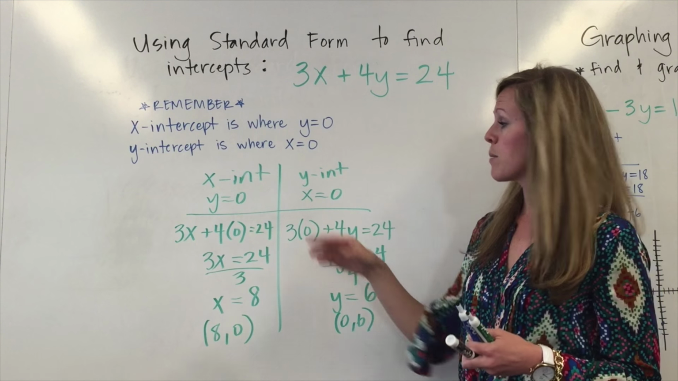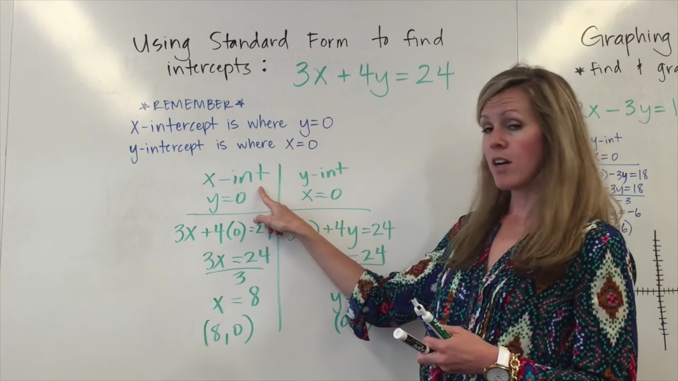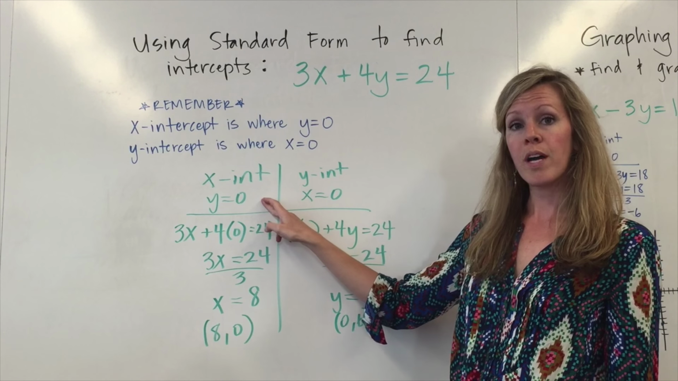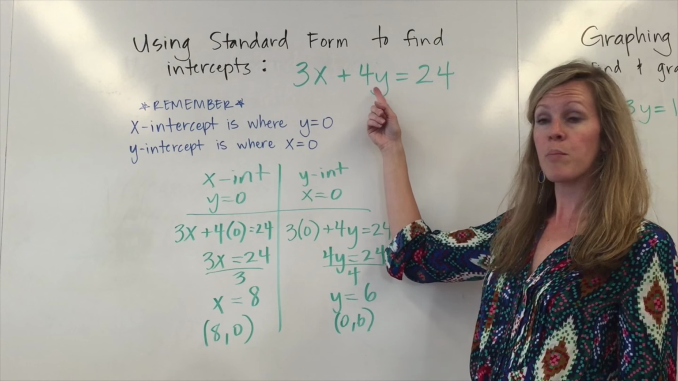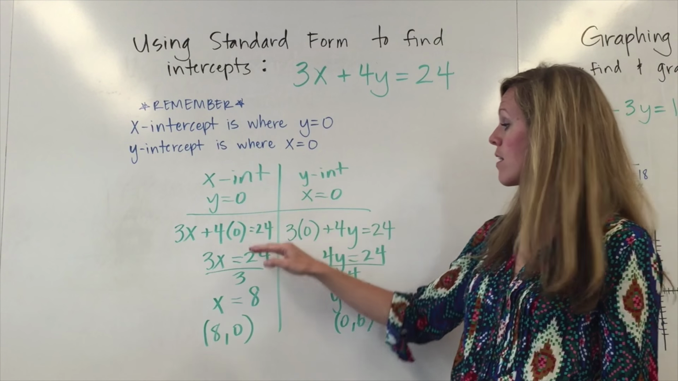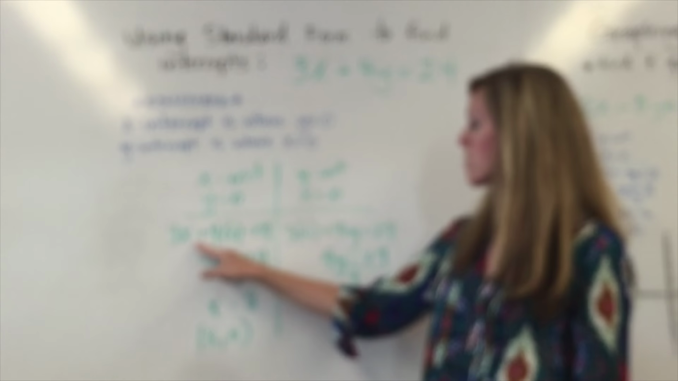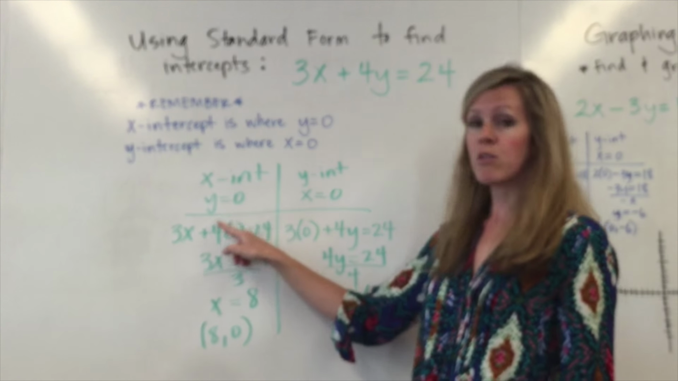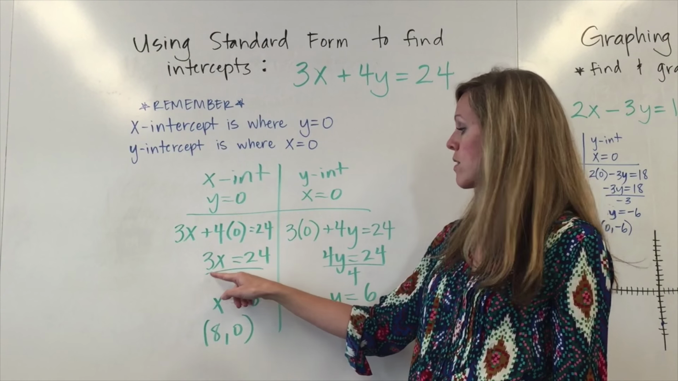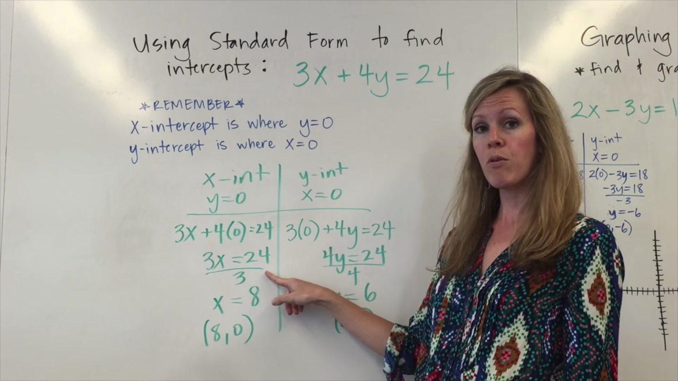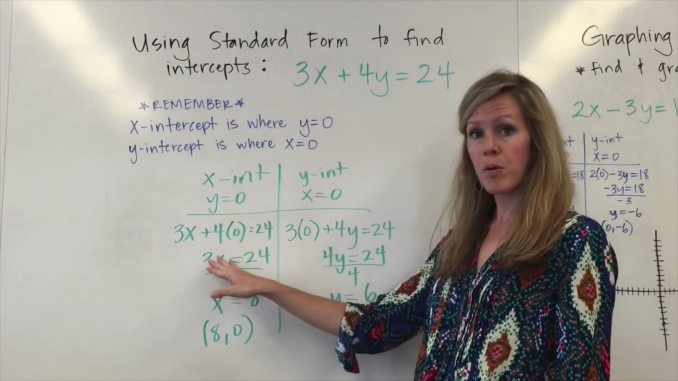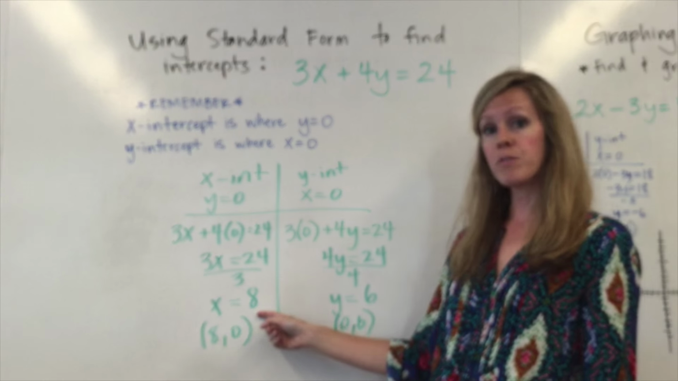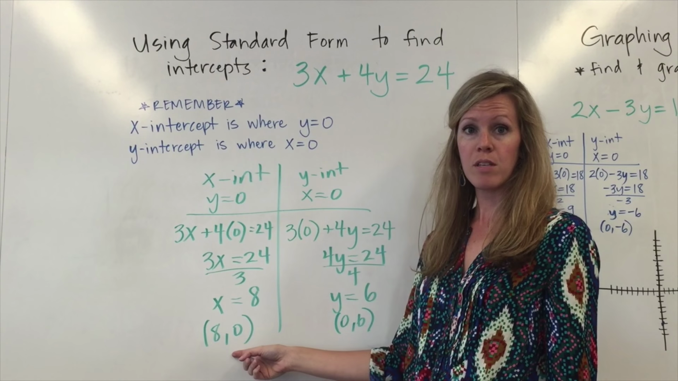When I'm finding the intercepts, I like to make a little t-chart. One side for the x-intercept, one side for the y-intercept. So the x-intercept is where y equals 0. So we're going to take our equation and plug in 0 for y and then solve for x. So we have 3x plus 4 times 0 equals 24. Well, 4 times 0 is 0. 3x plus 0 leaves us with 3x equals 24. We divide everything by 3, both the left and the right side of our equation, and you're left with x equals 8. Or if you want to write that as an ordered pair, that's 8, 0.